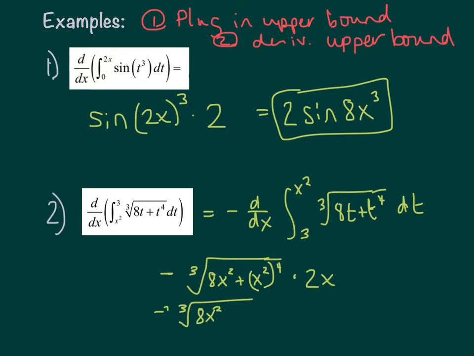I can even say negative 2x. Let's put that in front, times the cubed root of 8x squared plus x to the 8th. And that's it. That would be my answer for this second problem.